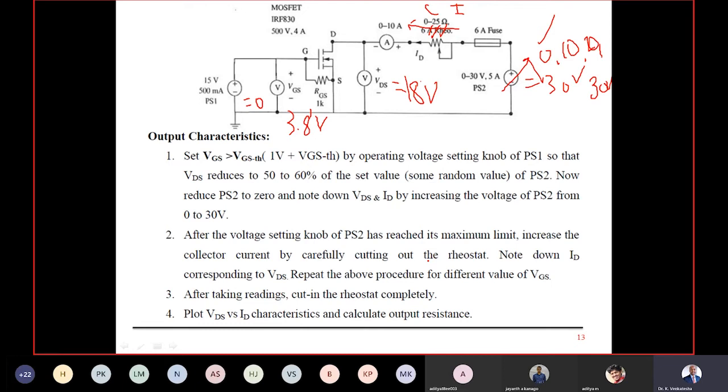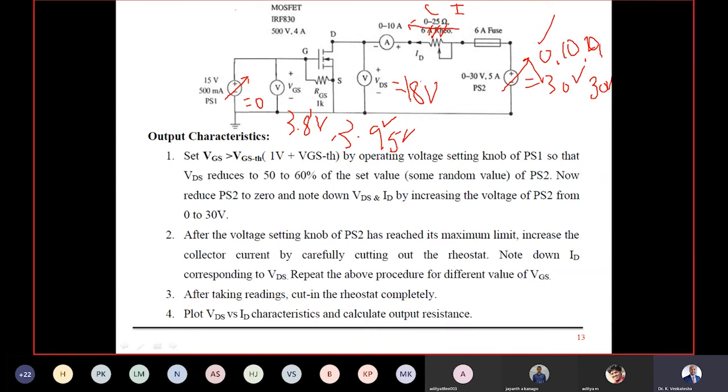Tabulate it and draw the plot. You get the plot the same way. For case 2, what we need to do is set your VGS a little bit more than 3.8. I may put 3.95 volt for the second setup. Slightly increase your PS1 a little bit so that VGS is still more than VGS threshold, but more than the previous 3.8 volt. 3.95 volt, over.